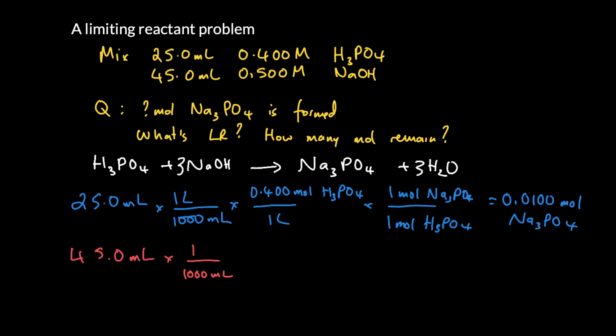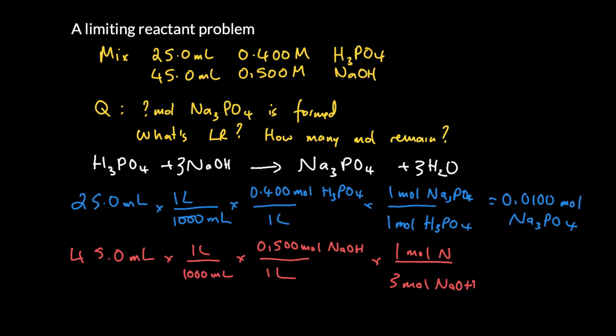We can do the same thing with the 45 mils of the sodium hydroxide. So convert to liters. Use molarity as a conversion factor. Notice 3 sodium hydroxides give us 1 sodium phosphate now. And that gives us a total of 0.00750. And those are moles of sodium phosphate.